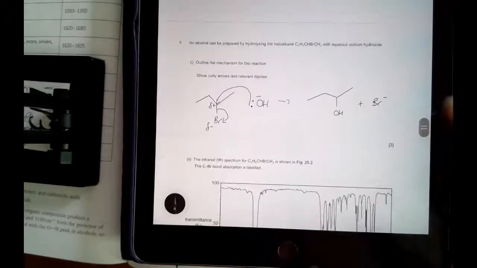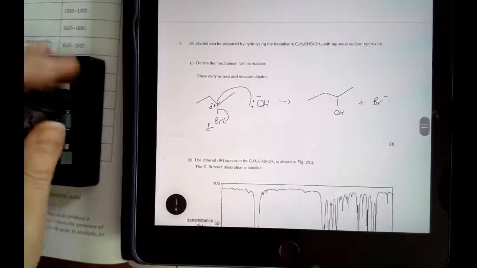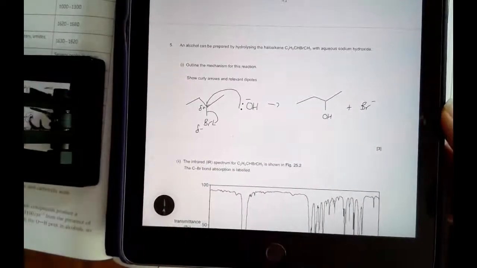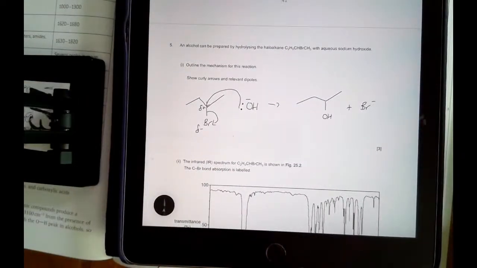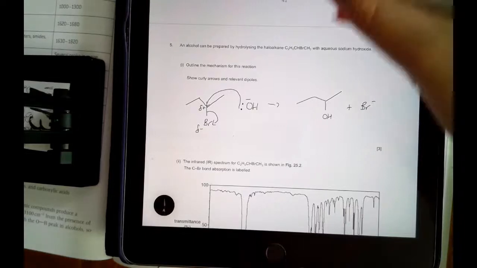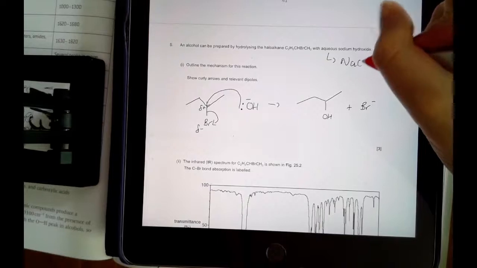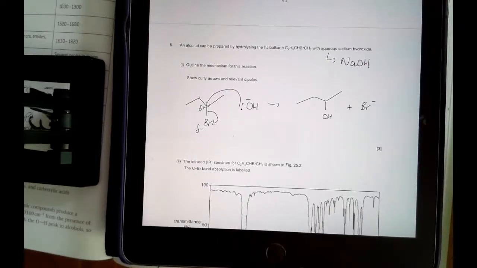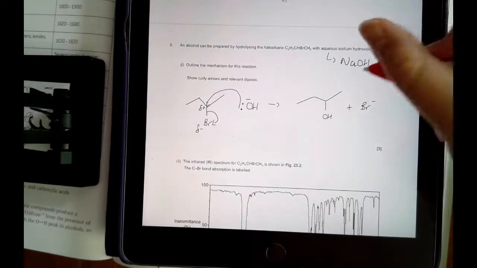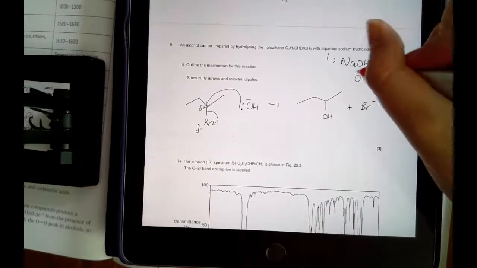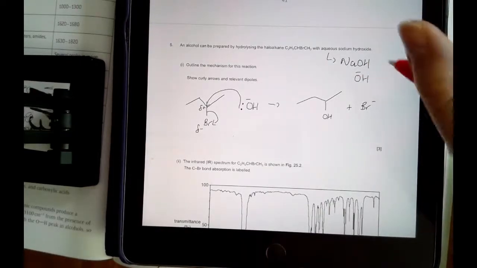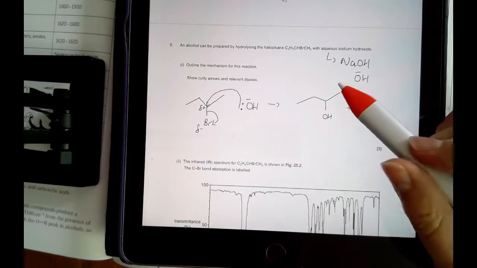The next one here is actually from a previous topic, from chapter 15. You're asked for the mechanism to show the hydrolysis of a haloalkane. So when you are using aqueous sodium hydroxide, we all know, well hopefully know, that sodium hydroxide is NaOH, but the actual reagent you're using then is the OH minus. That's all I need to show in my mechanism. I don't need to show the sodium at all.